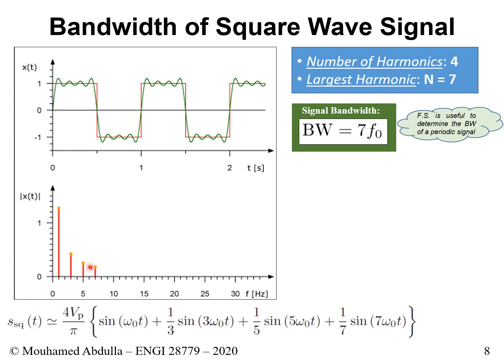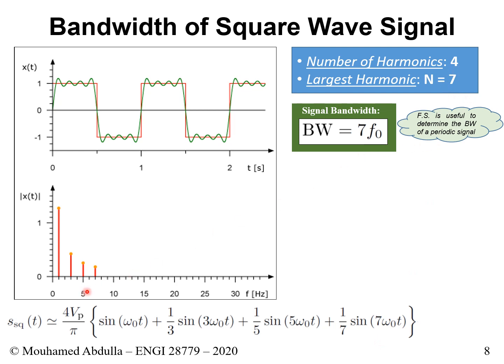In here, 1, 2, 3, 4. And also in the peaks in the time domain, 1, 2, 3, 4. And that's why we have 4 harmonics. What is the largest harmonic? Well, the largest harmonic that we consider so far is 7 omega naught. So we have the 7th harmonic. So big N is 7.